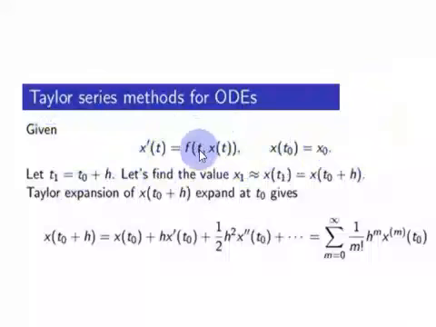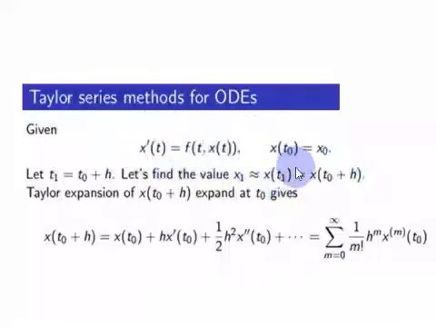Suppose this one is pretty complicated to get an analytical solution, or we cannot obtain exact solutions. Let's assume that. Now we are going to solve this initial value problem. This is called an initial value problem. So we are going to solve it using the Taylor series method.